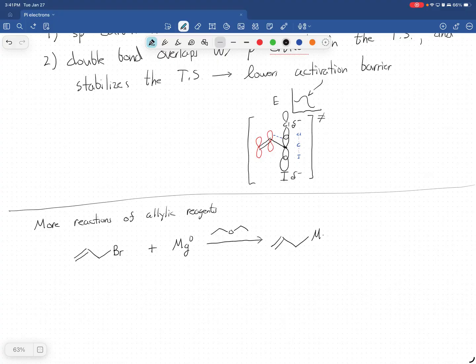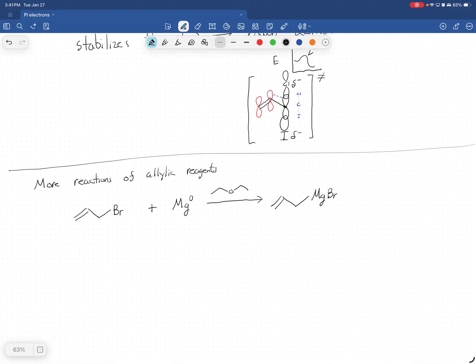So please review synthesis as well. The problems in the homework, I think they give good variety. So if you could do those, I think you'll be okay. And if you need practice, let me know. I'm happy to give you some more practice problems, okay? All right, so you can make Grignard reagents. You can also deprotonate and make lithium reagents, so very similar to a Grignard.